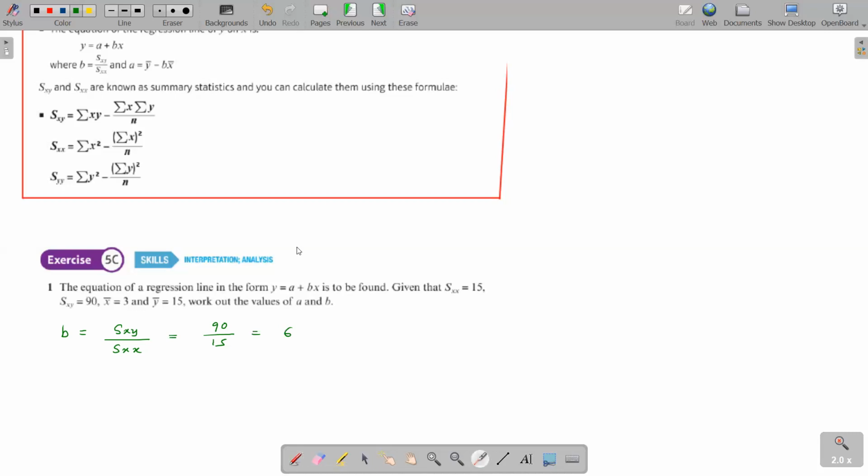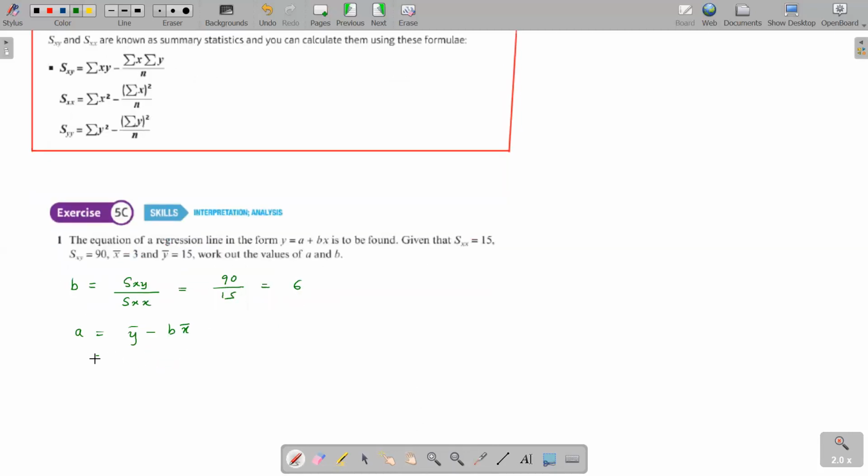And then let's get the a value. a is the intercept. a equals y bar minus b x bar. So how do you find that? y bar is given to you here, right? y bar is the average y, so y bar is 15. The b value we found is 6, times x bar. x bar is 3. So guys, 15 minus 6 times 3 is 18, so 15 minus 18, a is minus 3. Are you guys with me?